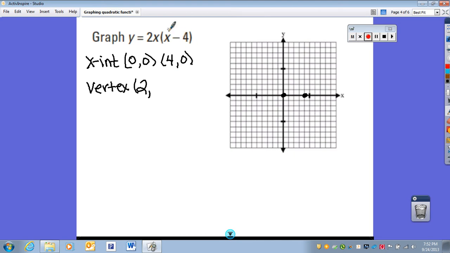Then we're going to take the 2 and substitute into our quadratic function to find the y value of our vertex. 2 minus 4 is negative 2, and then we have 2 for our x value. So we have 2 times 2, which is 4, times negative 2, which is negative 8. So we're at the point (2, -8).